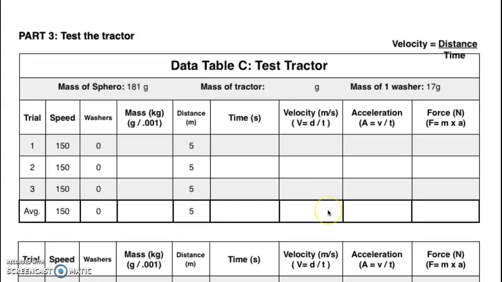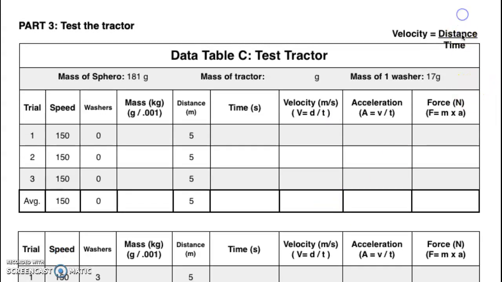Finally, the last part. This is where you're going to be doing a lot of testing on your tractor. Again, the only column you are worried about is the time column. Please don't worry about anything else. I know there's a lot here. It's not as overwhelming as it may seem, but your only goal today needs to be these time boxes. What you're going to do first is speed 150 with 0 washers, 3 times. This is your Sphero and your tractor. You'll get 3 times and fill them in here.